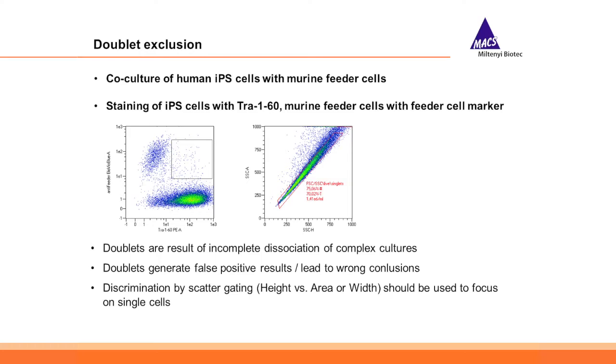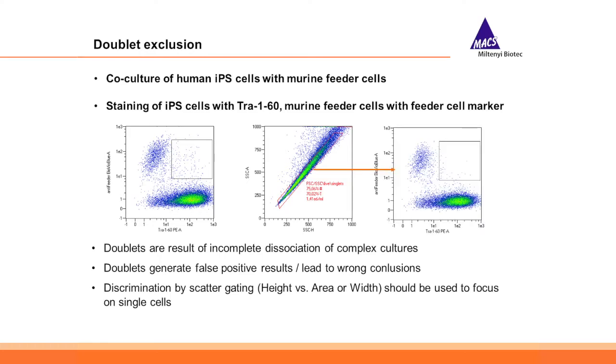So they are not in this diagonal anymore, and you can see them here as cells coming out of the diagonal. So these are now the doublets, and when you make now a region around the cells in the diagonal, you include the singlets, but you exclude the doublets. And now we plot the singlets, so in this region, again onto our fluorochrome staining.